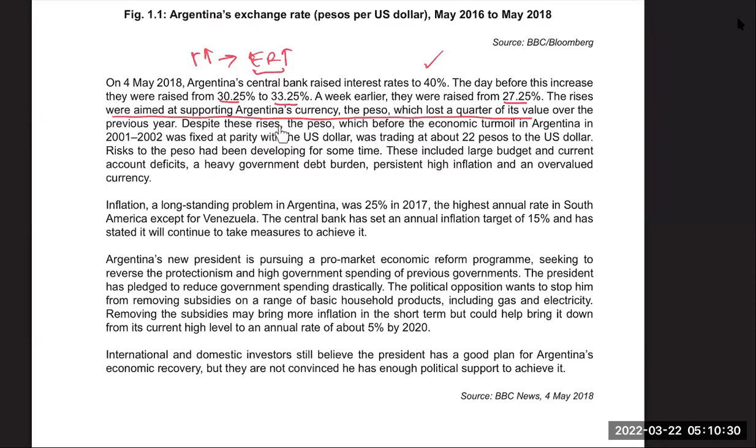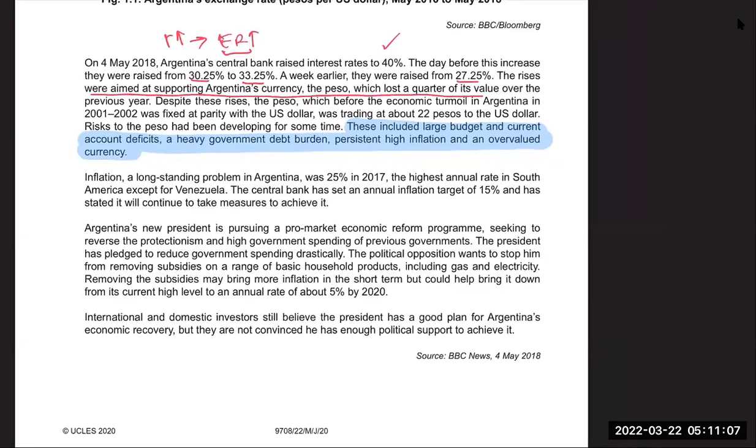Despite these rises, the peso, which before the economic turmoil in Argentina in 2001, 2002 was fixed at parity with the US dollar, was trading at about 22 pesos. So this was the value in 2001, 2002, which was fixed against the dollar. Risk to the peso had been developing for some time. These included a large budget and current account deficit, a heavy government debt burden, persistent high inflation, and an overvalued currency. So number one, they're saying the currency is overvalued, okay?